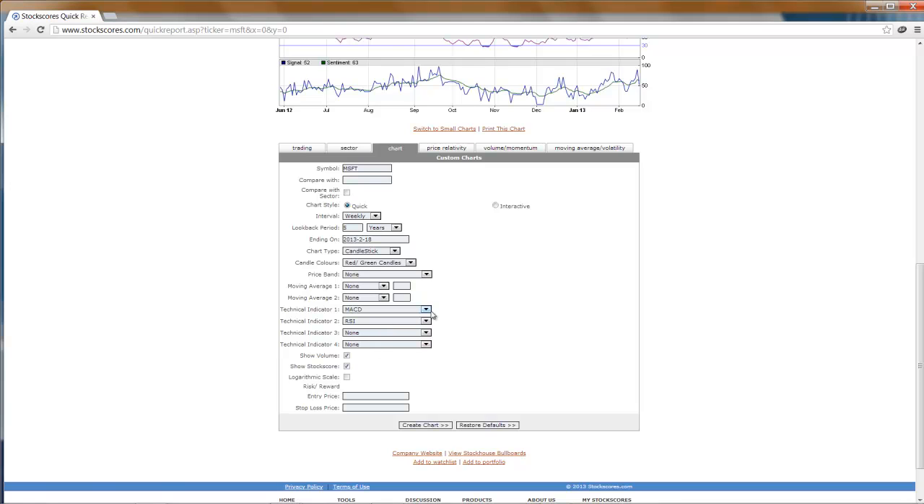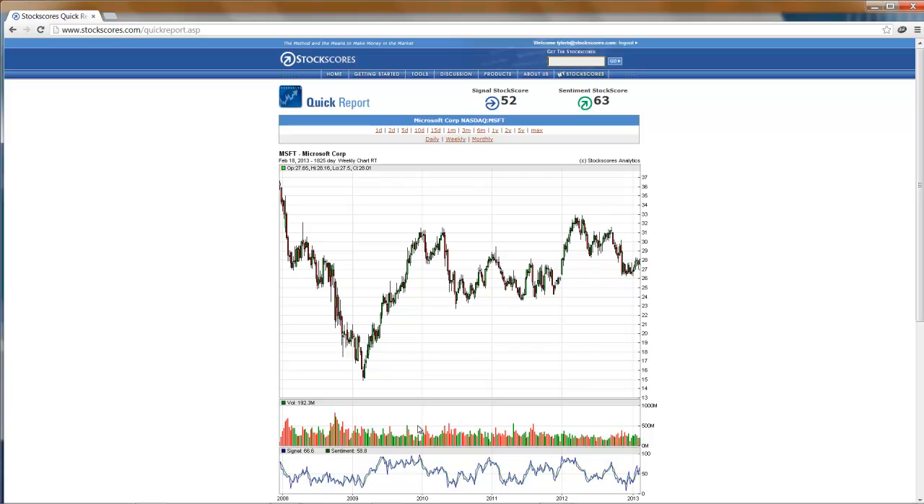Now I'm also going to turn off some of these extra indicators. I'm not going to look at the MACD, so I'm going to turn that one off. I'm not going to look at the RSI. I'm going to turn that off. Although if you like those indicators, you can certainly view them. I do like to see volume, and I do like to see the stock score indicator. All right, so now I click on Create Chart, and you can see that I now have a 5-year weekly chart of Microsoft. Now that's important to do this now because when we use our chart viewer, it will allow us to see all of the charts according to our default chart view, which we have just set.